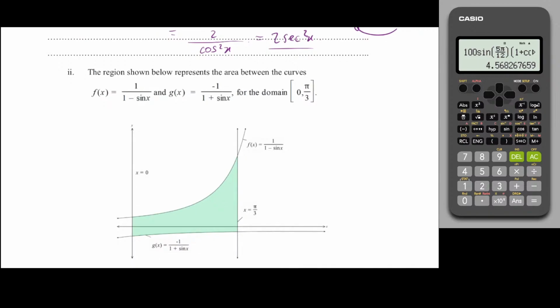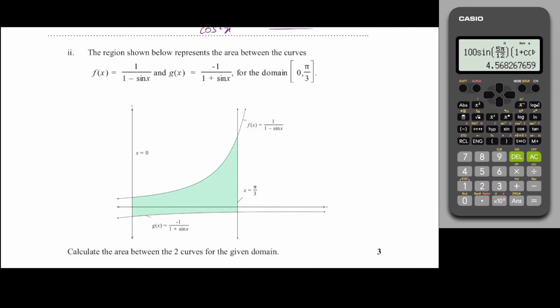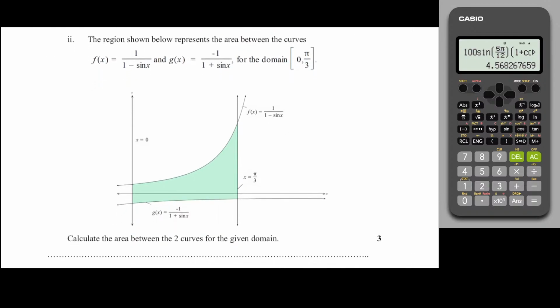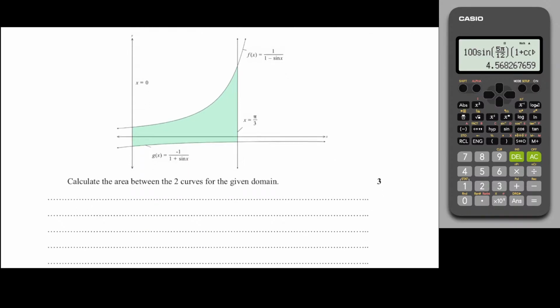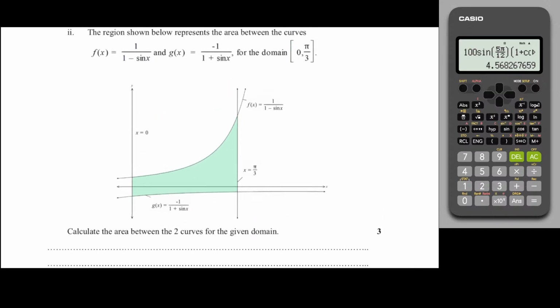Alright, last one, I hope. The region shown below represents the area between the curves. This and this are the domain. Calculate the area between the two given curves in the given domain. Okay, well, this is nice and easy.